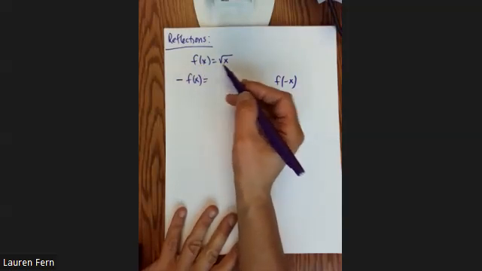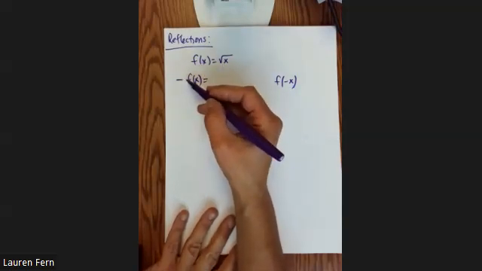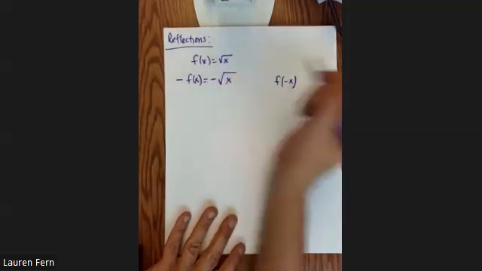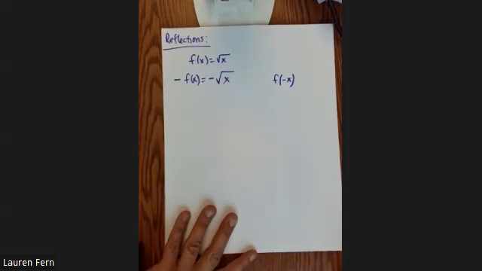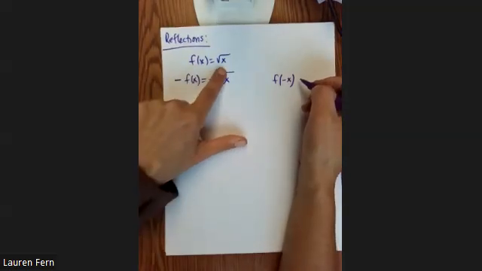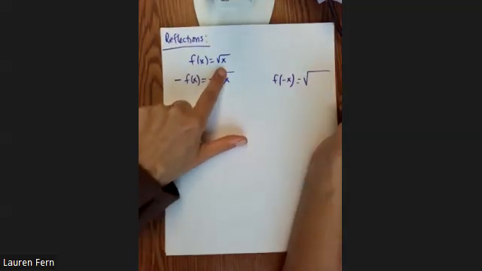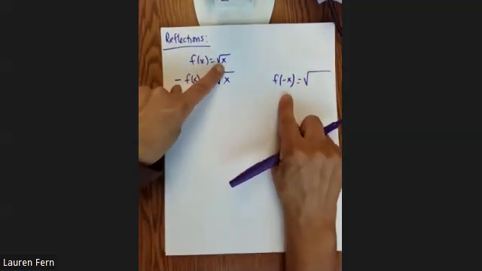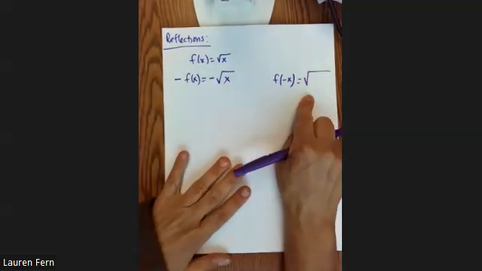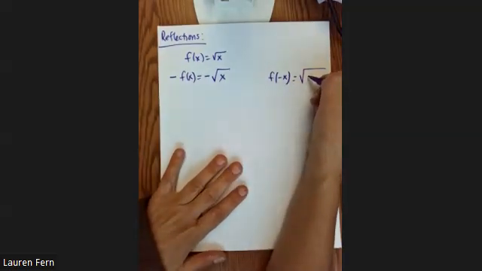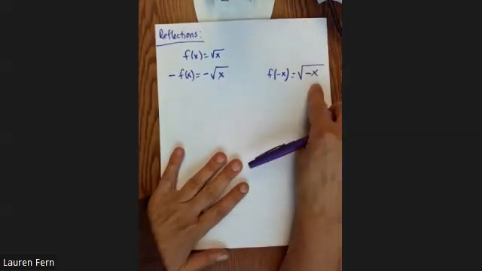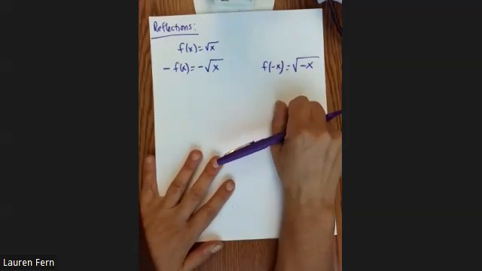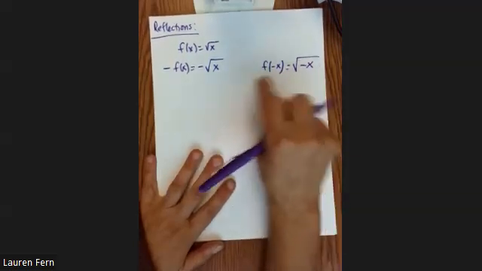Well, would you grant me that if f of x is the square root of x, then negative f of x is negative square root of x? And if f of x is the square root of x, what does it mean to compute f of negative x? Everywhere where we see an x in our function f, what are we going to plug in? Negative x. Now I know that looks funky, just bear with me. Are there questions how I got these?